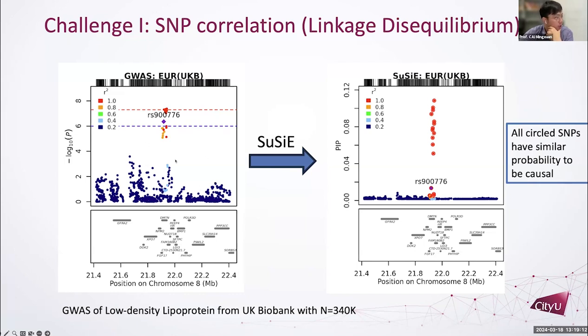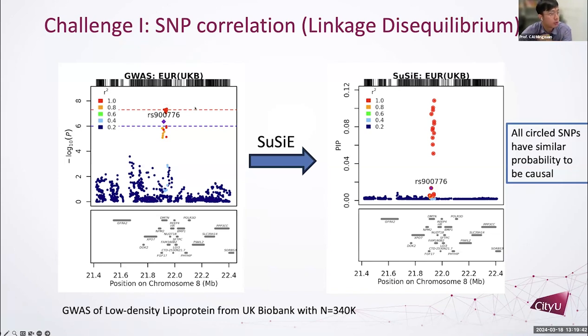Now, if we look at this local region, we will see that there are a bunch of SNPs. All of them have very small p-values. So the blue line is 10 to the power -6. The red line is 5 times 10 to the power -8. Okay, so you can see that all the SNPs in this region have a p-value smaller than 10 to the power -6, which are very small, indicating strong significance.